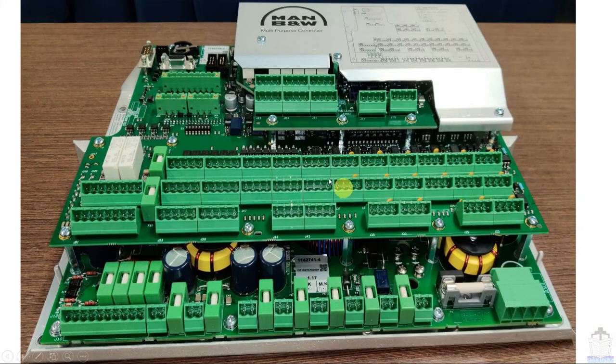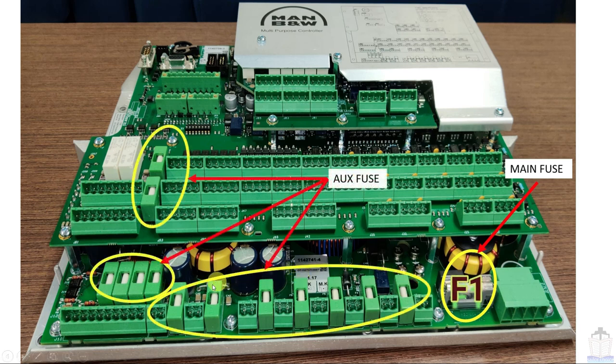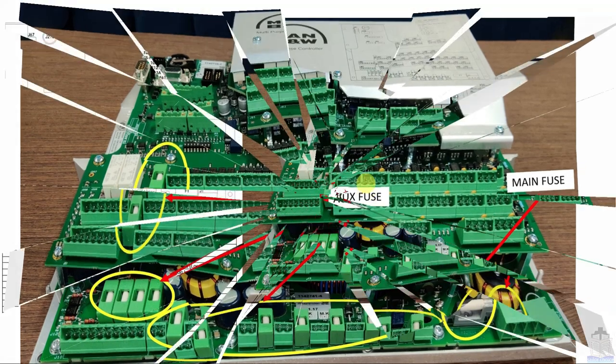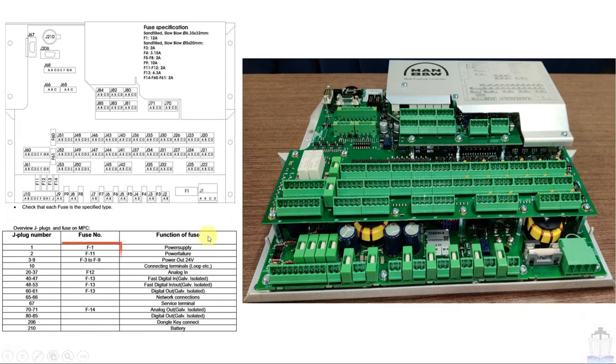Here in this section we will learn about all the fuses which are installed in the MPC. Here this one is called the main fuse and nominated as F1, and these are called the auxiliary fuses. So now we are going to see all fuses one by one. First of all we will see the fuse F1. F1 is here, this is connected with the main power junction J1.